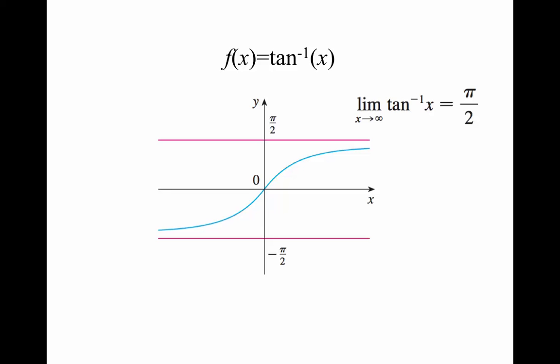To the left, the function is approaching height negative pi over 2 as x goes to negative infinity. So as x gets very, very large to the left, very large negative, the inverse tangent or arctangent of x approaches negative pi over 2. So this function actually has two horizontal asymptotes. One horizontal asymptote is the equation y equals pi over 2, and the other is y equals negative pi over 2.